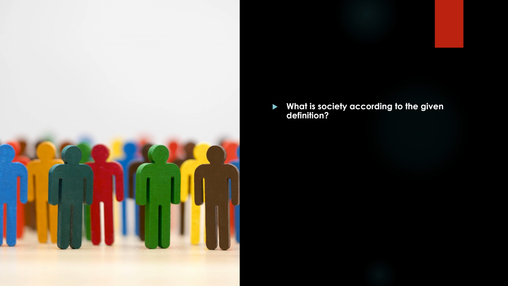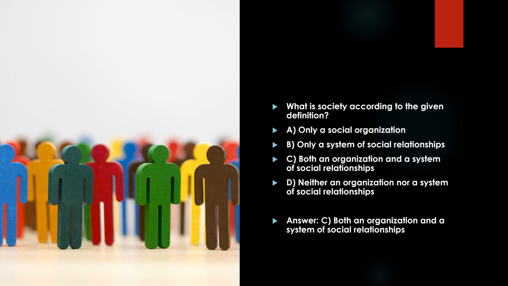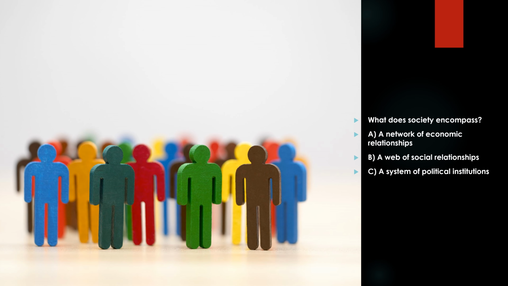What is society according to the given definition? Only a social organization, only a state of social relationships, both an organization and a system of social relationships, neither an organization nor a system of social relationships. Answer C. Both an organization and a system of social relationships. What does society encompass? A network of economic relationships, a web of social relationships, a system of political institutions, a collection of cultural practices. Answer B. A web of social relationships.